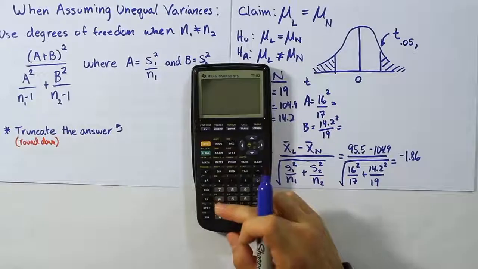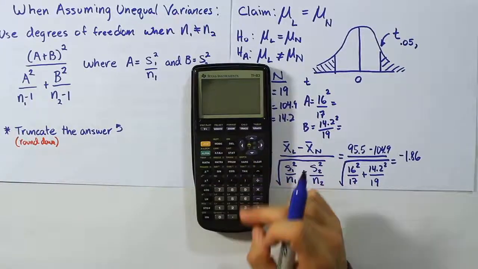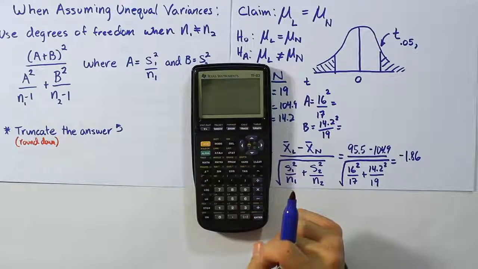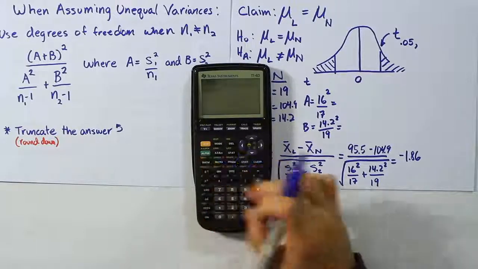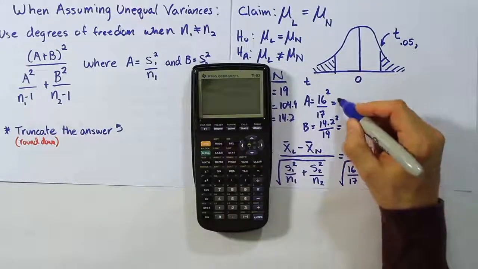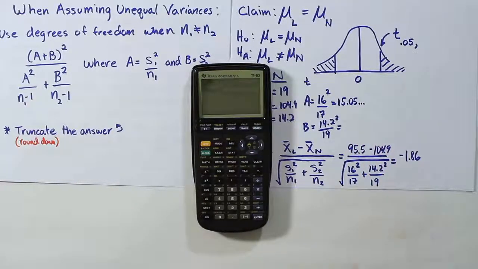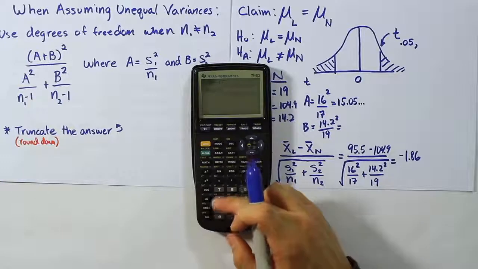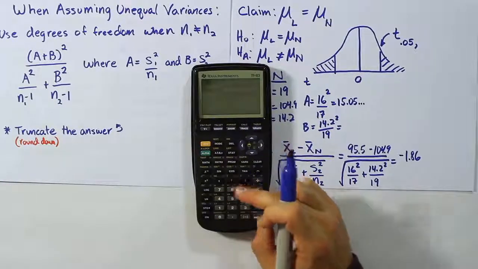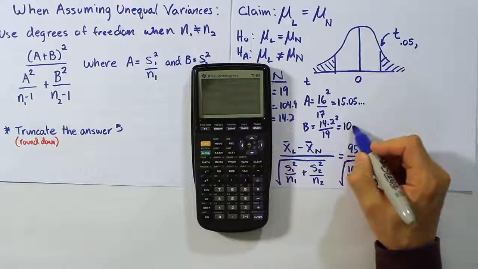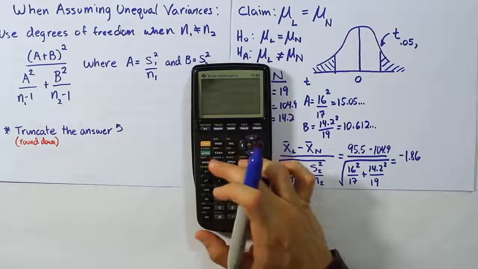So we'll have 16 squared divided by 17. That gives us 15.0505888... right? So what I'm going to do is store that in A in my calculator. So again, the answer is 15.05888, so on, right? And then for the other one, we're going to do 14.2 squared divided by 19. Hit your answer there, and we get 10.612... right? And I'm going to store that under alpha B in my calculator.